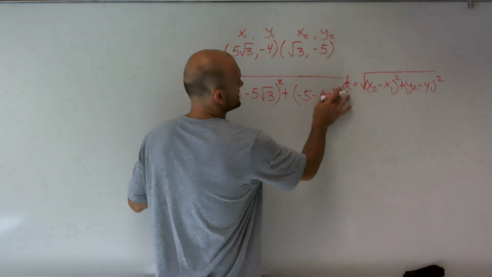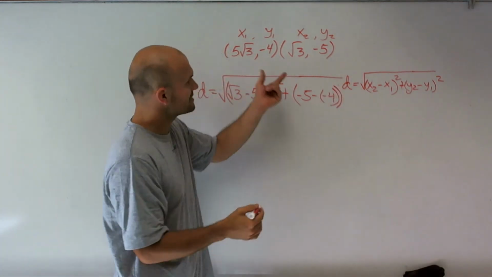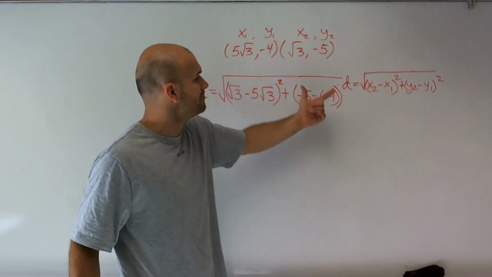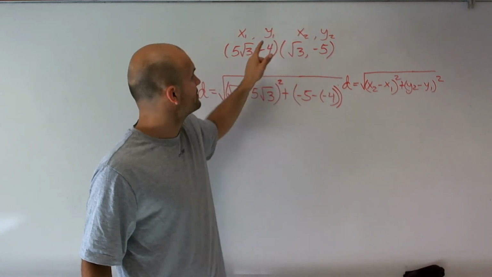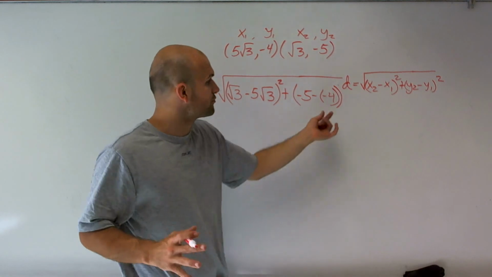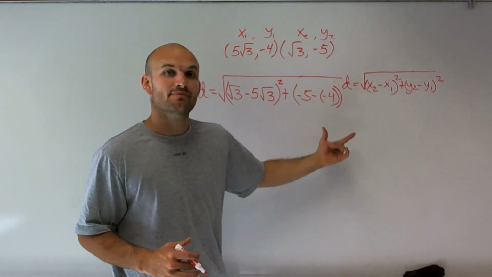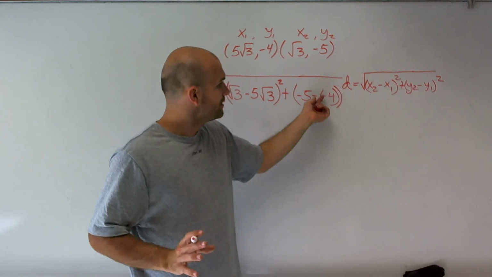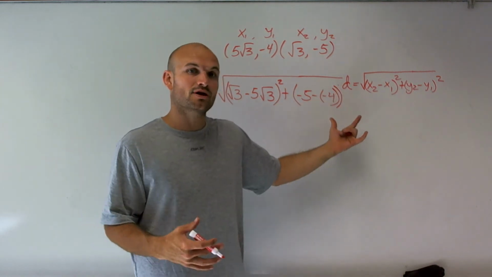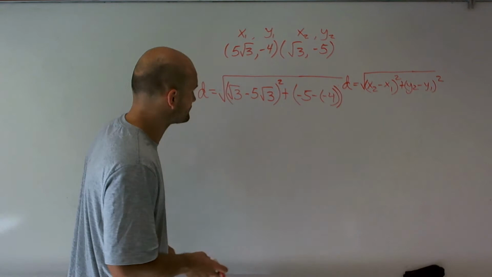The other thing to make sure of is that it's x2 minus x1 and y2 minus y1. You have to put those in parentheses. A lot of students will not put them in parentheses and they'll just do negative 5 minus 4. We have to make sure that it's minus a negative, so put them in parentheses just to make sure.